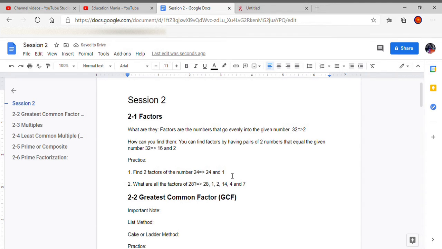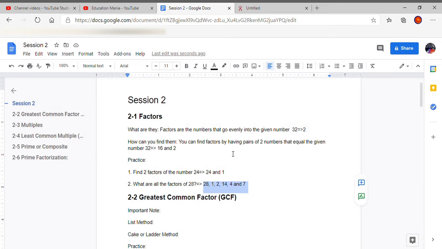And then you reach 8. 8 doesn't work. Then you reach 9. 9 doesn't work. Then you reach 10. 10 doesn't work. 11, 12, 13, and then once you reach back to 14, you know that these are all your factors. So you should have gotten 1, 28, 2, 14, 4, and 7.